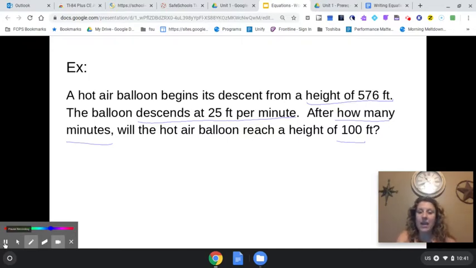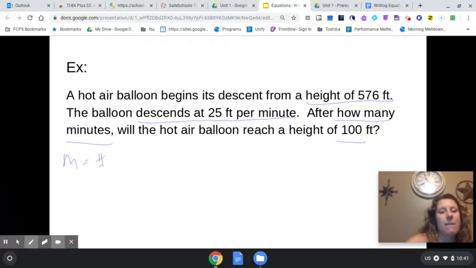Okay, let's go ahead and define our variable. We want to know how many minutes. So maybe we'll pick M this time. M is going to represent the number of minutes. And again, we're finding the number of minutes for the hot air balloon to reach 100 feet.